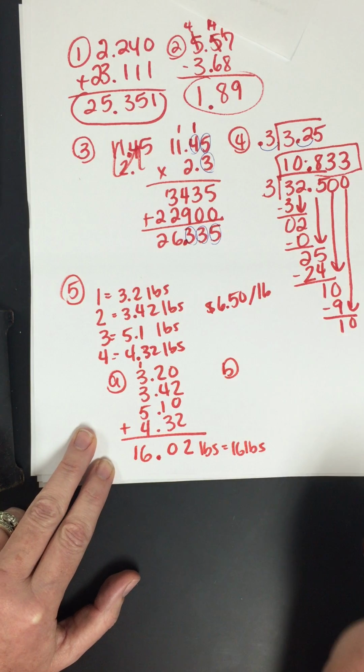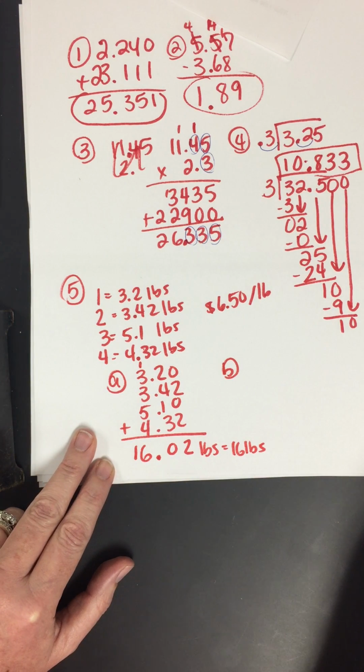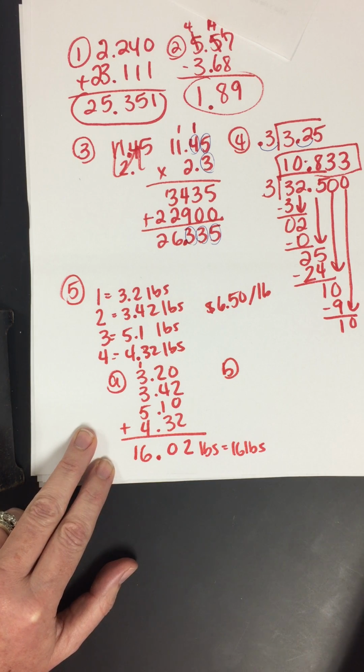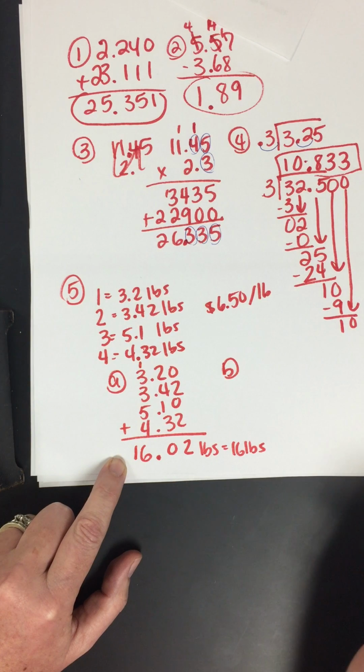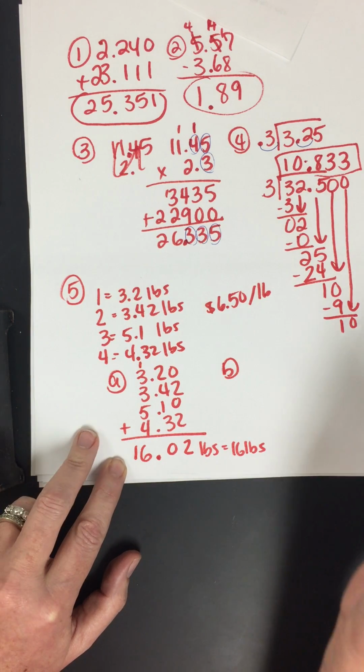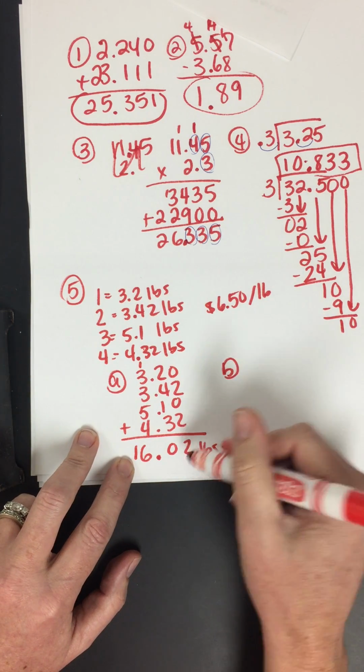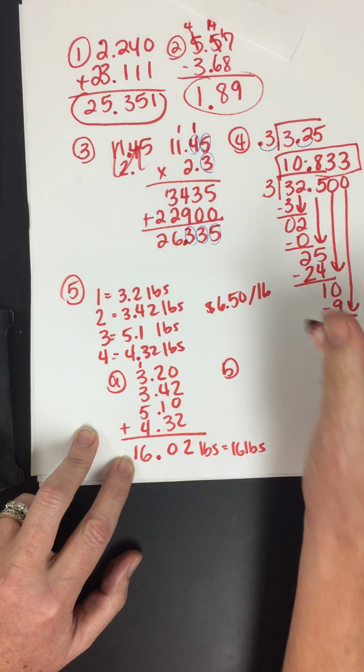B, what was the total cost, or sorry, what was my total cost for the nuts in November? Well, if I bought 16.2 pounds and they cost me $6.50 each pound, I need to multiply how many pounds I bought by how much it cost me per pound.